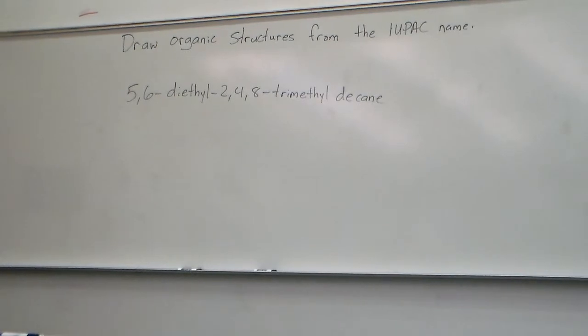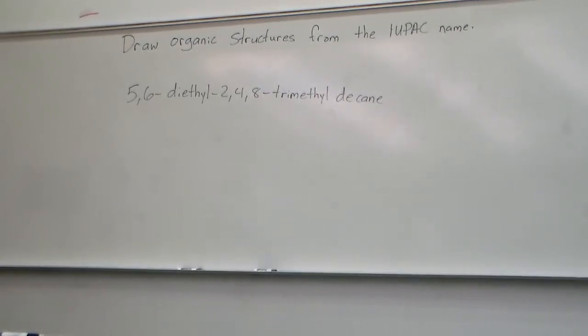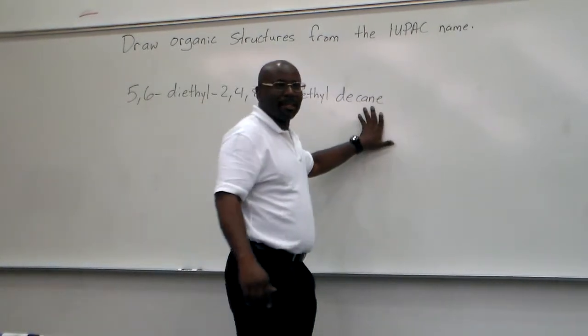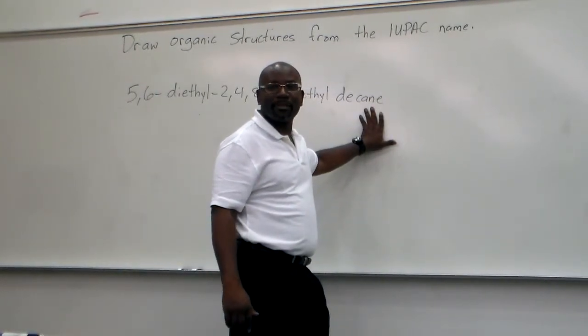Now let me put your molecule: 5,6-diethyl-2,4,8-trimethyldecane, because there was a molecule here on the bonus quiz. Now, for example, you want to go ahead and draw the molecule. We'll try to figure out what process we can use in order to draw this molecule. In drawing the molecule, we're going to start from the back and work our way forward.